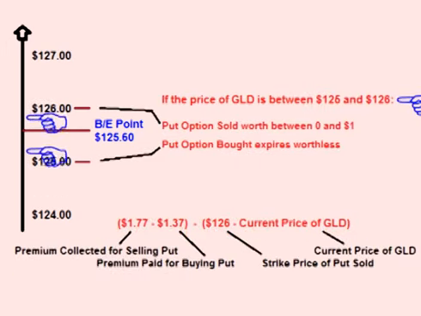If the price of GLD is between $125 and $126, the put option the trader bought expires worthless. However, the put option the trader sold has between $0 and $1 worth of intrinsic value per share. The trader loses this value. However, he was paid 40 cents a share up front, so his profit or loss is the premium that he collected up front, minus the intrinsic value of the option that he sold. The break-even point on this trade is $125.60 a share. So that's the bull put spread.